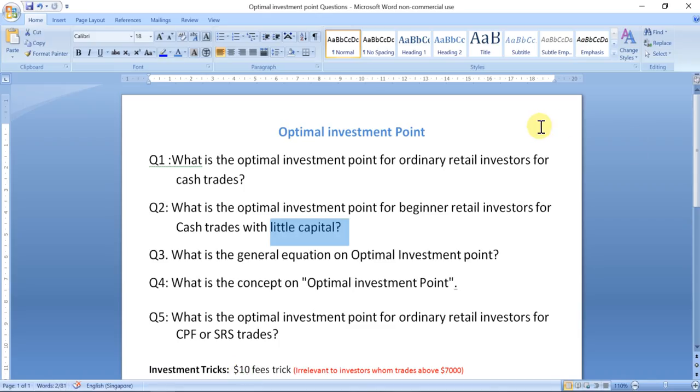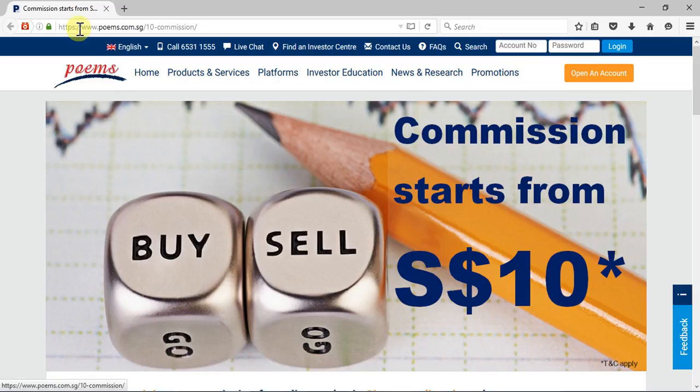Question 2. What is the optimal investment point for beginner retail investors for cash trades with little capital? For investors with limited capital, you should consider investing in mutual funds or unit trusts. As for those who want to venture into stocks, do take advantage of the $10 commission or brokerage fees. I provided the URL for you to read up on how to take advantage of these $10 commissions.